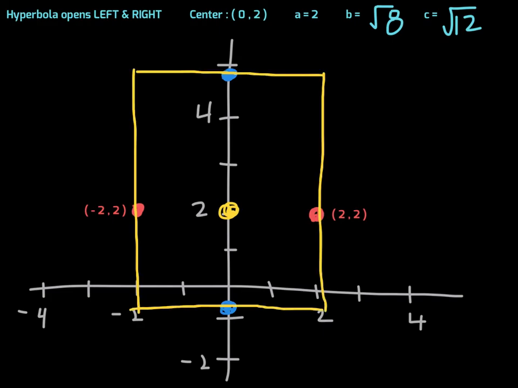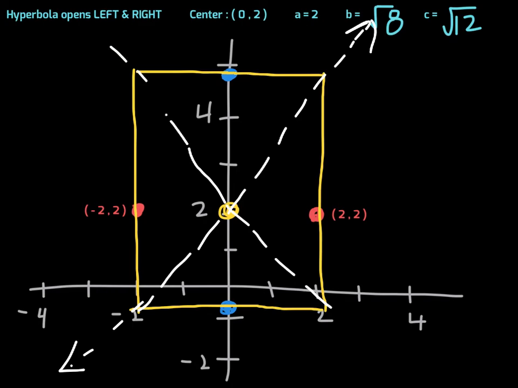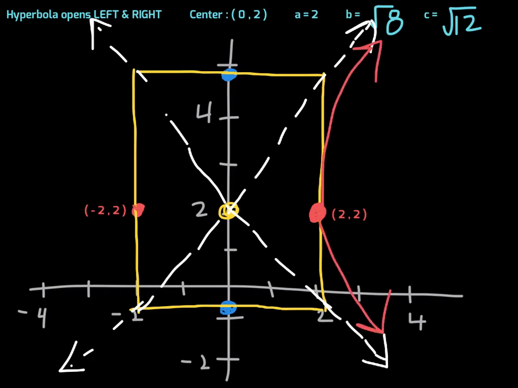Okay, guys, I have my rectangle drawn, and we know that the asymptotes for the graph will be the extended diagonals of this rectangle. So go right through your center, extend the diagonals. These asymptotes should be drawn with a dashed line. It's a little easier for me to do a solid line, but it's okay. All right, here we go. So then this vertex here, which is (2, 2), will get infinitely close to these asymptotes. Each of them will get infinitely close to the asymptotes.